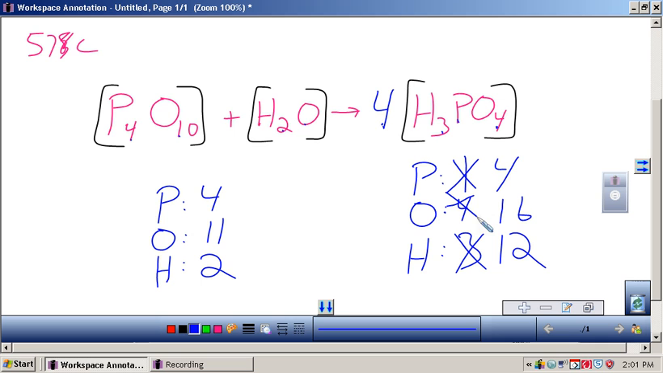Okay, I'm going to fix my hydrogens next. I have 12 over here, and I have 2 over here. So obviously I need 12 hydrogens. So on this side, to get 12 hydrogens, I'm going to multiply this by 6. So now 6 times 2 is 12 hydrogens. And I have 6 times 1 is 6, plus 10. So 10 plus 6, 16. Now my left side and my right side match up, so that is balanced.